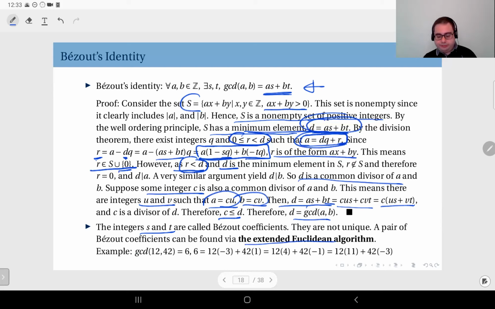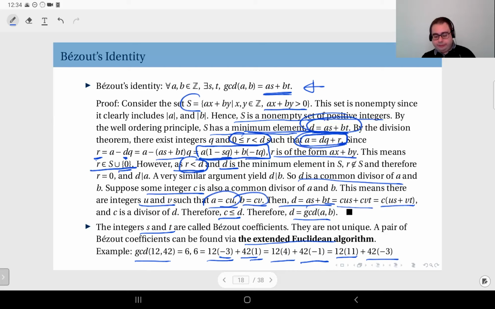And let me show you a simple example. For instance, the GCD of 12 and 42 is equal to 6. And 6 can be expressed as 12 times minus 3 plus 42 times 1. So minus 3 and plus 1 are Bézout coefficients here. But they are not unique because 6 is also equal to 12 times 4 plus 42 times minus 1. Or 12 times 11 plus 42 times minus 3. Okay, so you see you can have many Bézout pairs for any given AB pair.